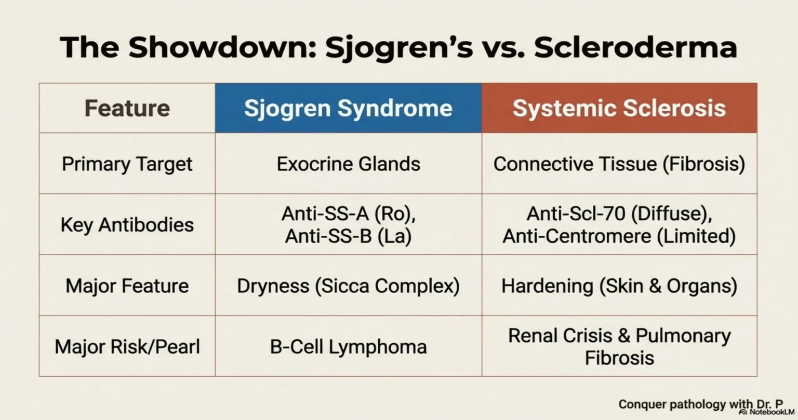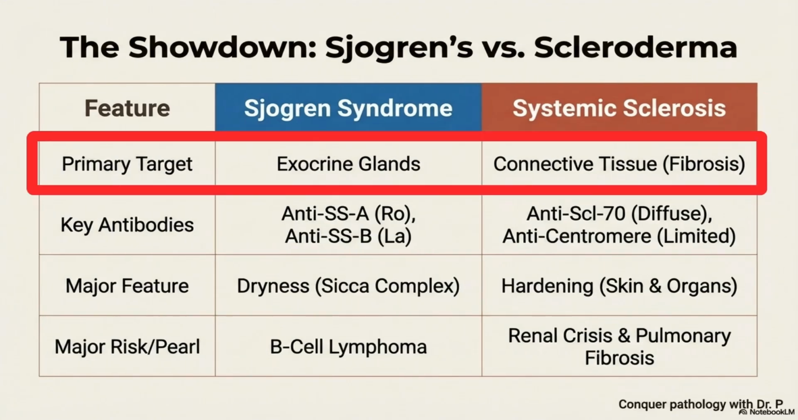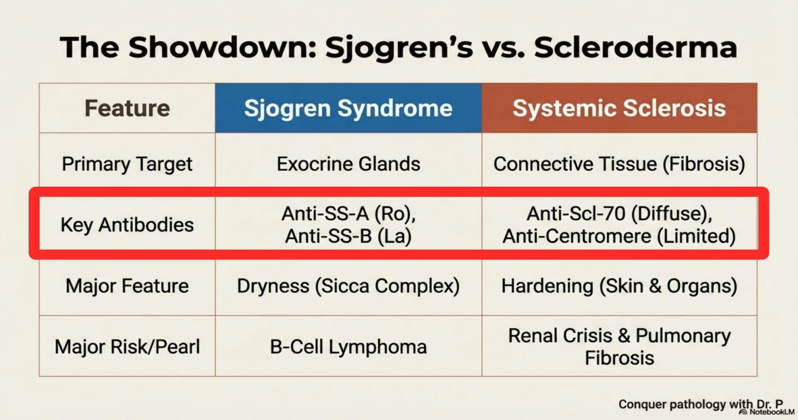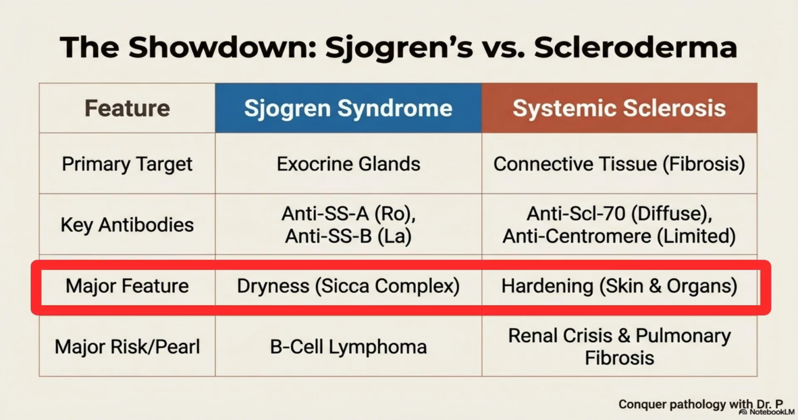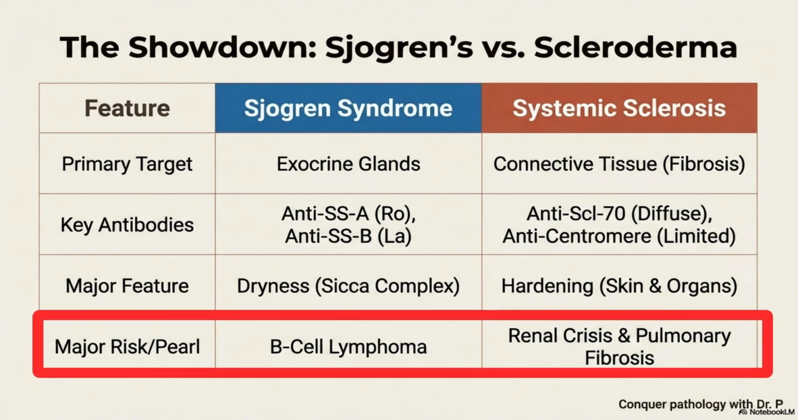Time for the showdown. Let's compare them side by side. The primary target. Sjogren hits glands, scleroderma hits connective tissue. Key antibodies in Sjogren are Ro and La, and in scleroderma are SCL70 or centromere. Major feature of Sjogren is dryness, while that of scleroderma is hardening. Major risk of Sjogren is lymphoma, whereas that of scleroderma is renal crisis and pulmonary fibrosis.